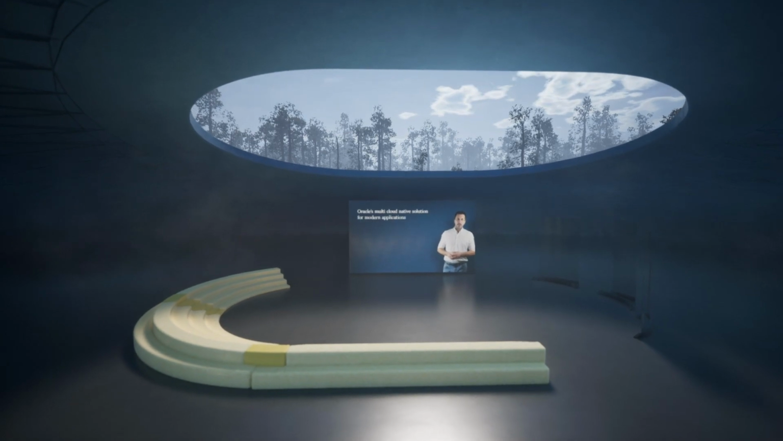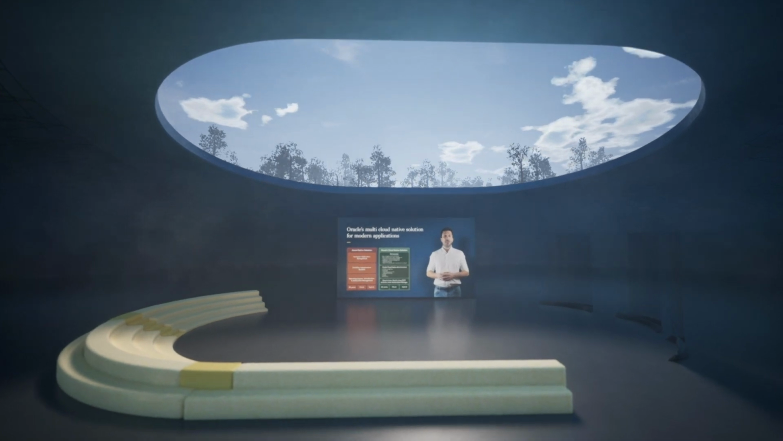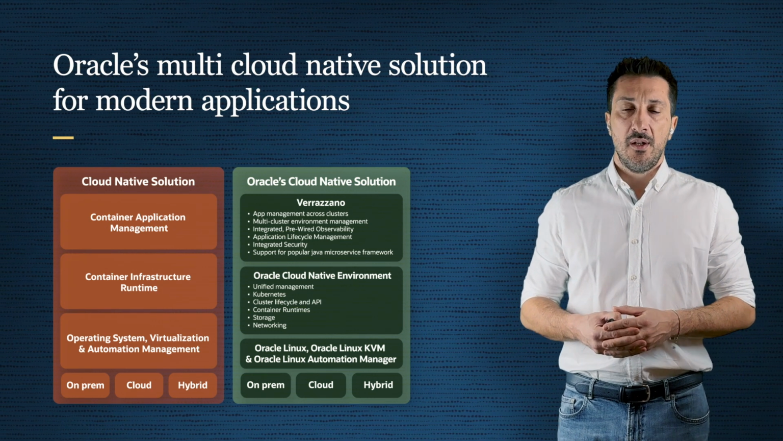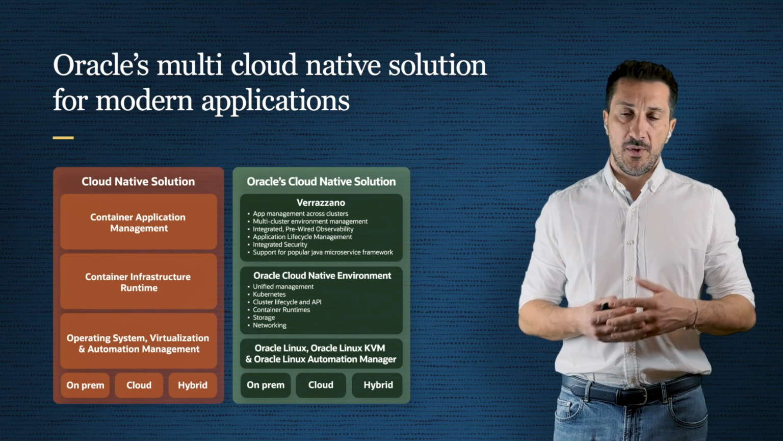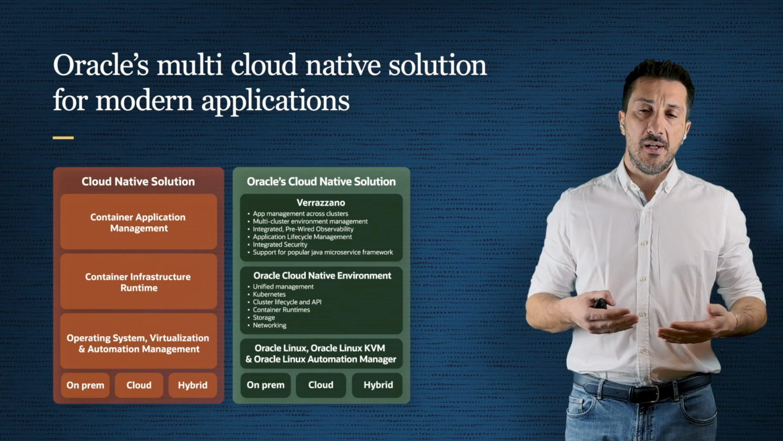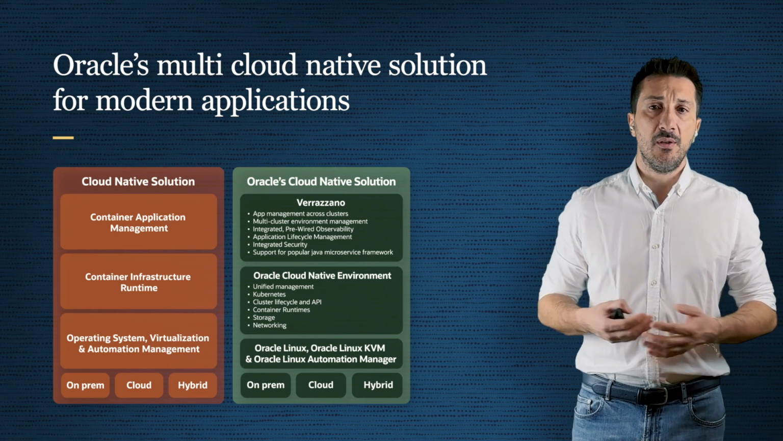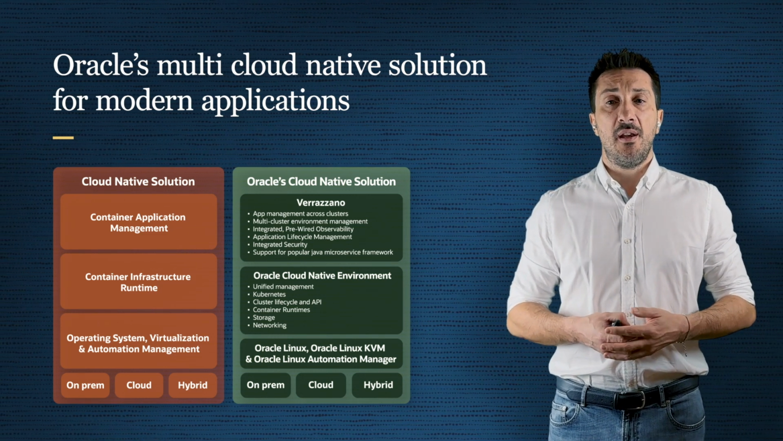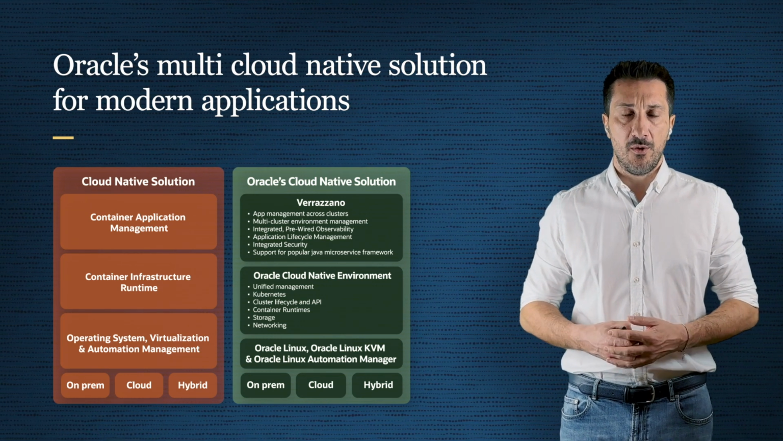So while looking at the multi-cloud, Oracle's multi-cloud native solution for modern applications follows all of the requirements that are there. So if we look at all the layers that are required for a multi-cloud native solution, we can start from the bottom. And you can see you have an infrastructure that could run on premises, could run on the cloud, could run on a hybrid model. On top of the same, we have operating system, virtualization, and obviously also automation management, right? So the option to possibly automate all of the operations.